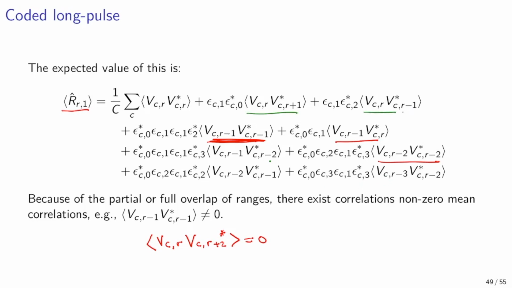These terms come from a partially overlapping range, because if you have 2 neighboring range gates, in the range time diagram, there's partial overlap. So if this would be, for example, r, and this is r plus 1, these 2 scattered complex voltages will be correlated.